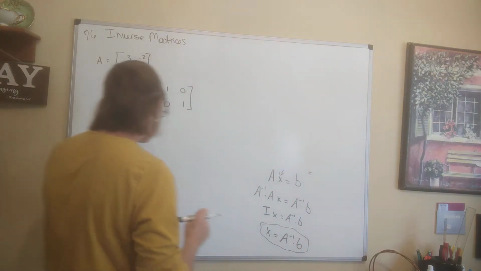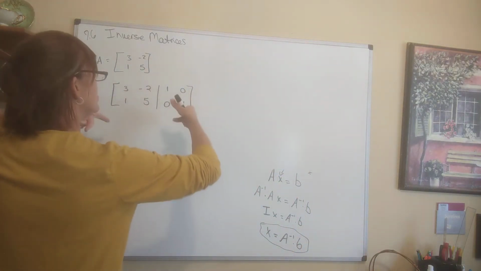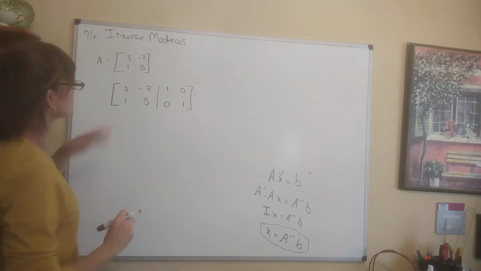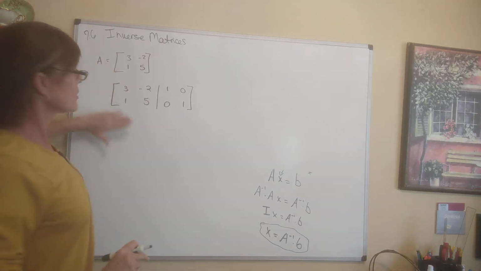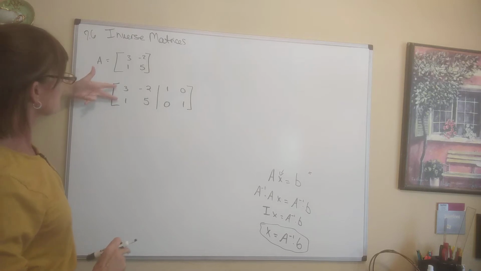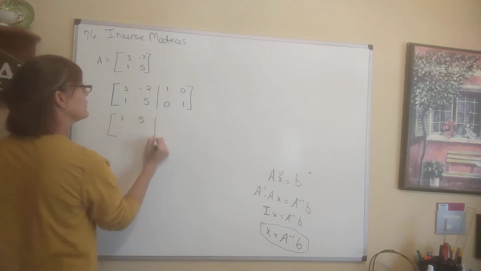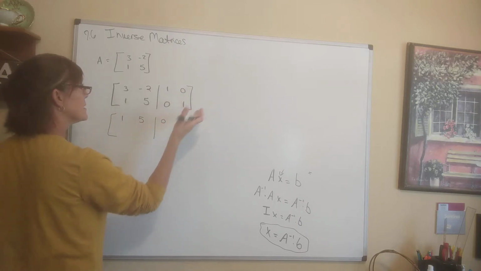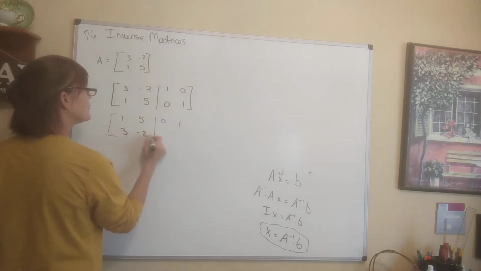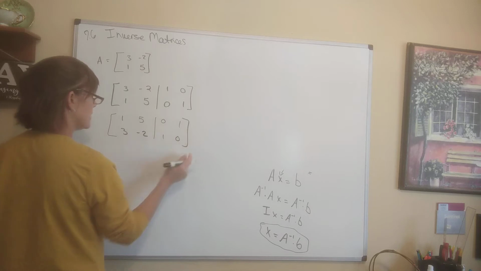One of the row operations says that I'm allowed to interchange any rows, and I like to start with a 1 there if I can possibly get it. So I'm going to interchange these 2 rows. So that's going to look like this. 1, 5, 0, 1 is in the top, 3, negative 2, 1, 0 is then down here.